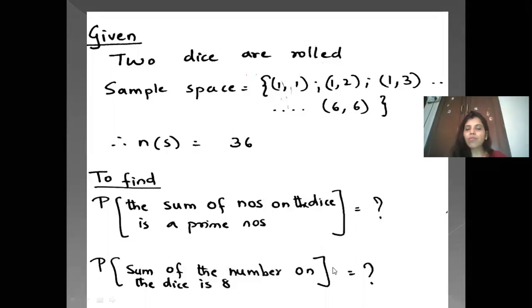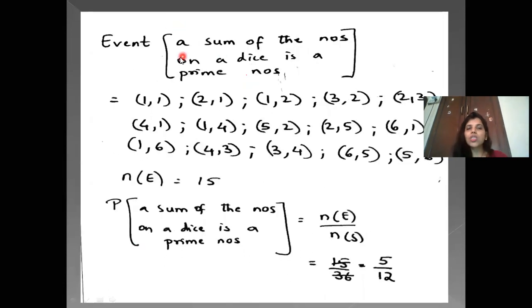So one thing you have to find is that the sum is a prime number. So let's see how to go about this. Prime number means you will start with 2. As I have told before, 1 is neither prime nor composite. So the sum of the numbers on the dice is a prime number. So we go 1, 1, then 2, 1, because 2 plus 1 is 3. 1 plus 1 is 2. 1 plus 2 is 3. 3 plus 2 is 5, because again 5 is a prime number.